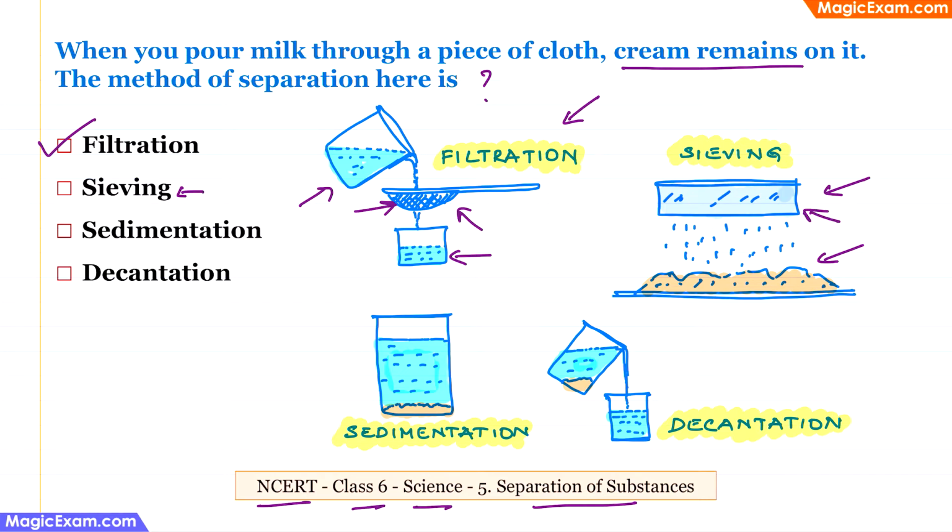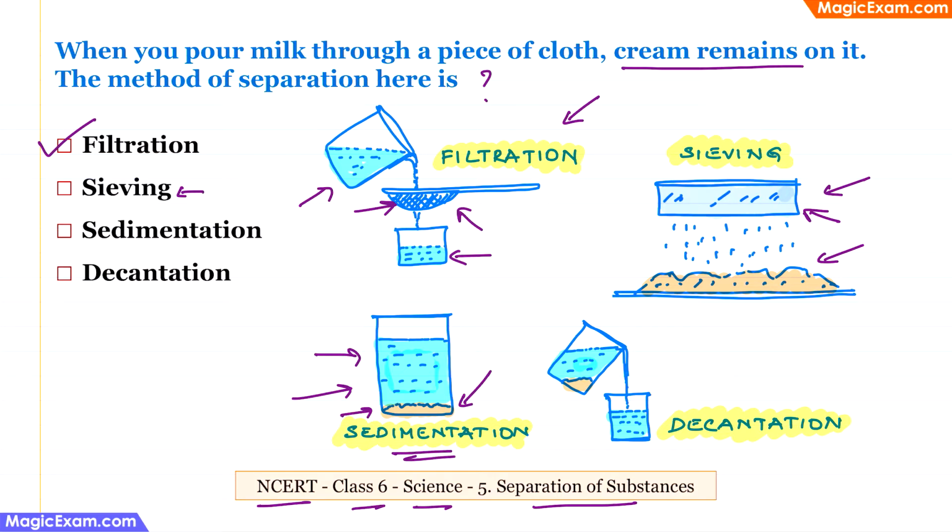So, sieve is essentially a filter, but it is used for solid substances such as a powder or any sort of a flour. And sedimentation is when you mix an insoluble substance into water, such as mud. So, if you mix mud into water, after some time, the mud starts settling down at the bottom of the container. So, that separation which happens, where after a while the sediment gets deposited at the bottom and the liquid is at the top, is called sedimentation.